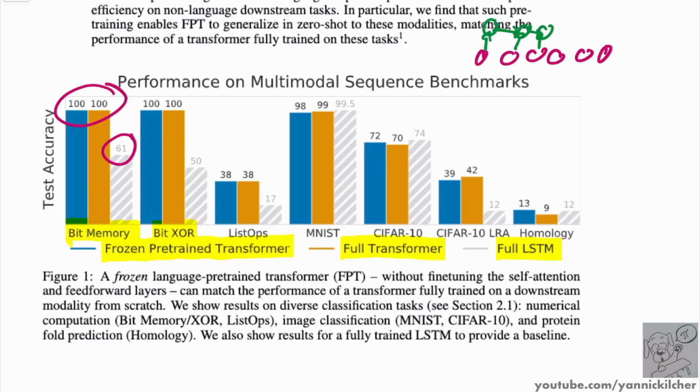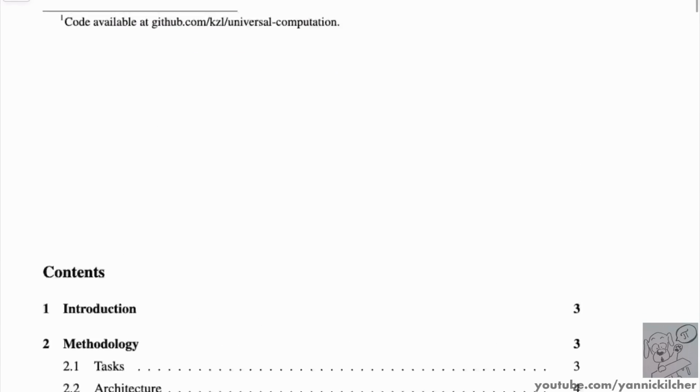I already told you list ops, they all perform badly, but interestingly, they perform equally badly. So the full transformer here is no better than the frozen transformer, which is very interesting. If you look at MNIST and C410, actually all of the other tasks, you'll see that the frozen transformer is not worse than the full transformer. In fact, it's sometimes better. And that is going to be an interesting thing also to look at.